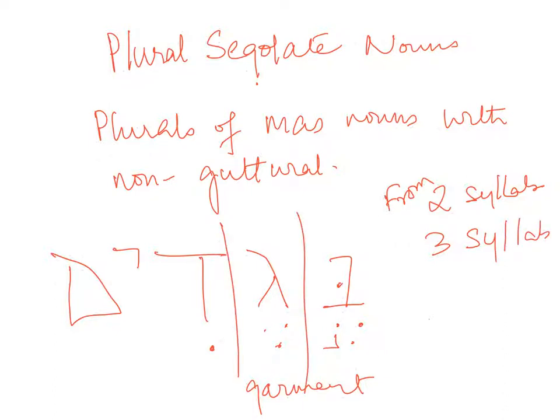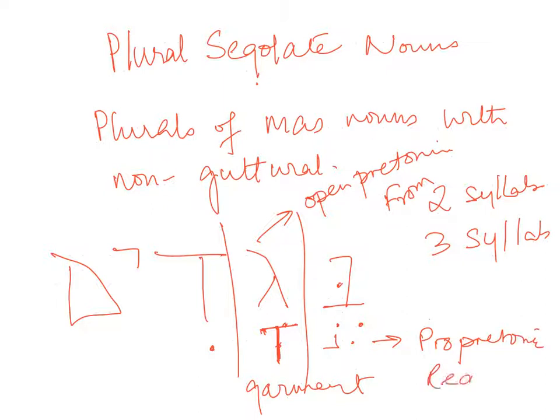Now this is an open pretonic because it ends with a segol. Open pretonics will prefer a kamets, a long vowel. Let me put it that way. In this case, it's a kamets. Now this is my propretonic. Propretonic reduction will take place. In other words, this will reduce to a vocal sheva, a simple vocal sheva. And the final word is begadim.